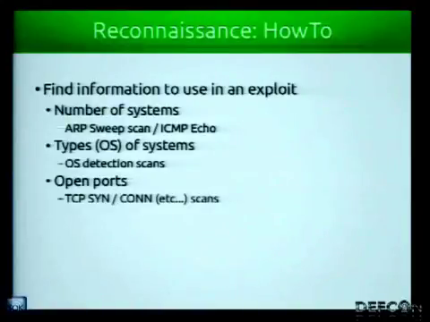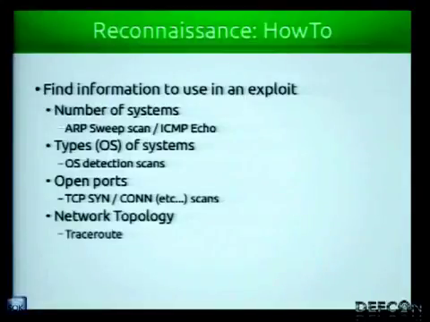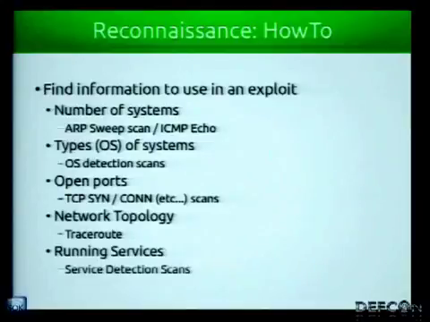Then there are open ports. You want to find out what ports are open on machines. You can send a TCP SYN packet, and if you get a SYN-ACK back, then you're good. Or you can do a full connection. There's network topology using traceroute. I'm not going to go through the details of traceroute; I don't think you guys know how to do that. And you can find out running services. Once you find an open port, you want to find out what service is running on that port and what versions of services are running on that port, all kinds of information.